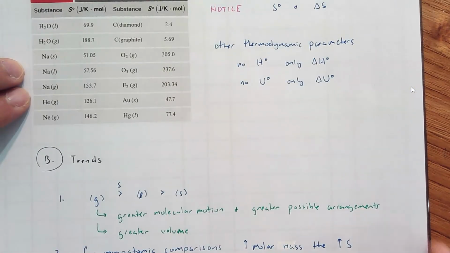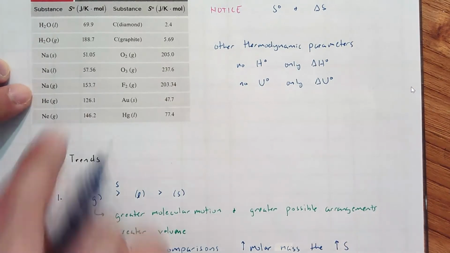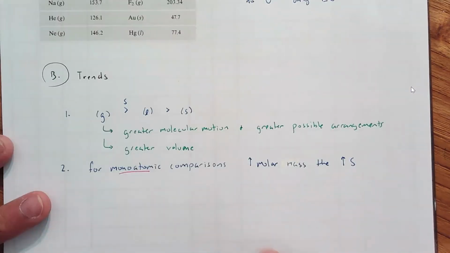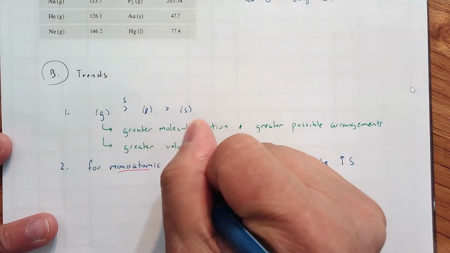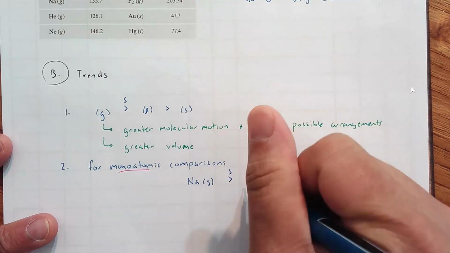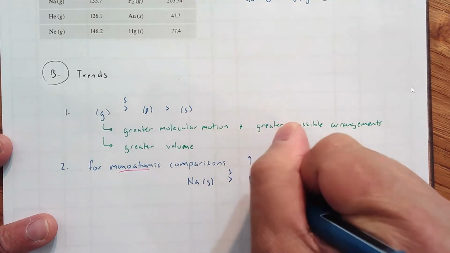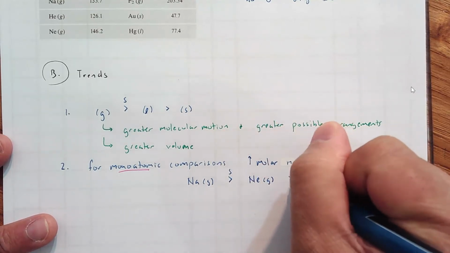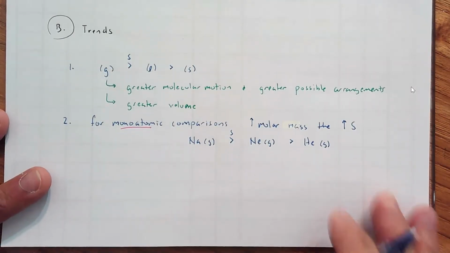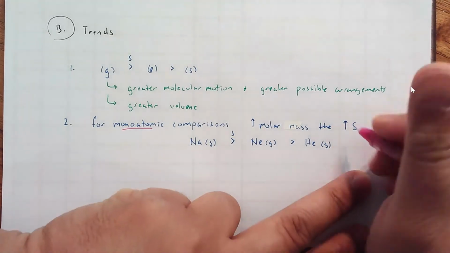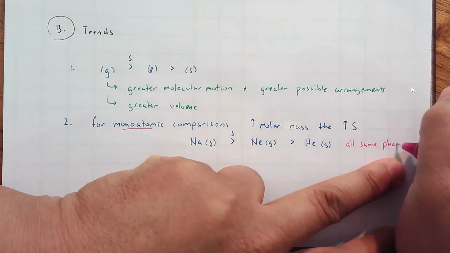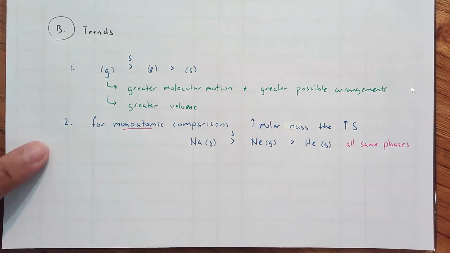Okay, here we go. Oh, thank goodness. Here we go: 153, 146, 126. So here we're going to say sodium in the gas state has greater entropy than neon in the gas state, which has greater entropy than helium in the gas state. And again, all same phases. That's essential for this trend.